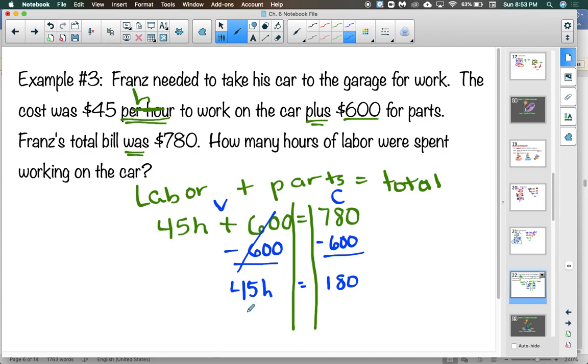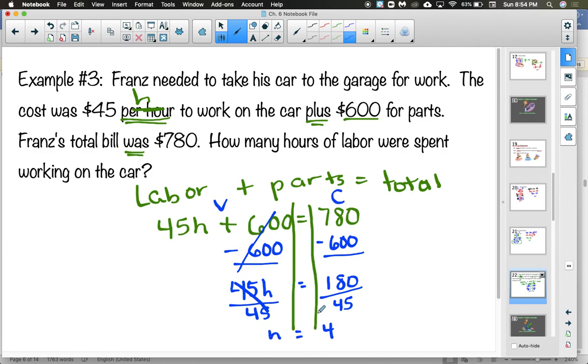And over here I've got 45h. That means I have to divide both sides by 45 to isolate my variable h. That leaves me with 1h, and 180 divided by 45 is 4. Trust me on that one. You can check my math if you'd like.